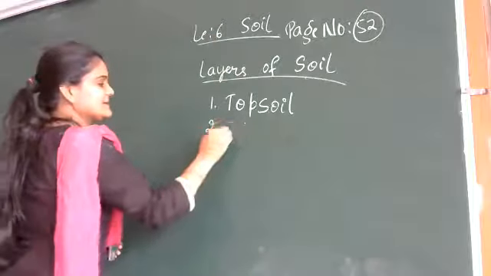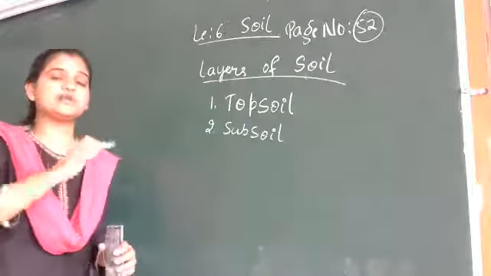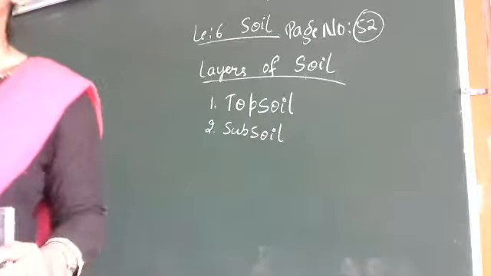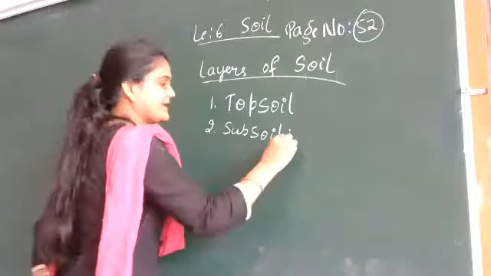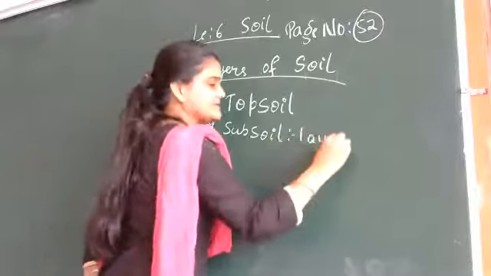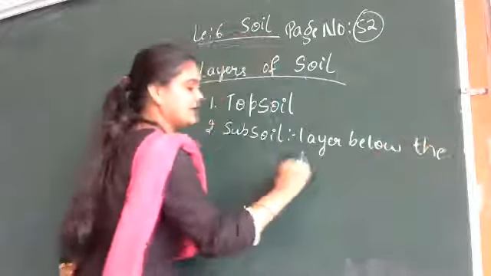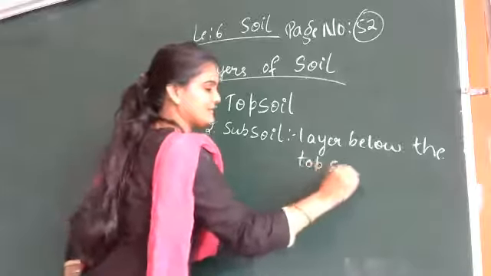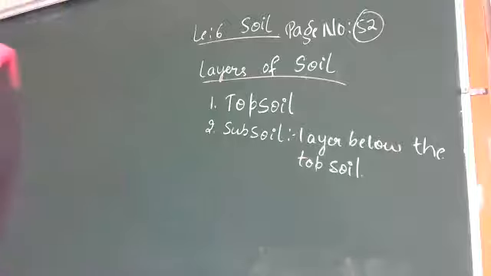The second one is subsoil. As we have seen, topsoil is the top layer of the soil. What is subsoil? It is the layer below the topsoil. Okay, so this is the definition of subsoil. It is the layer which is just below the topsoil.